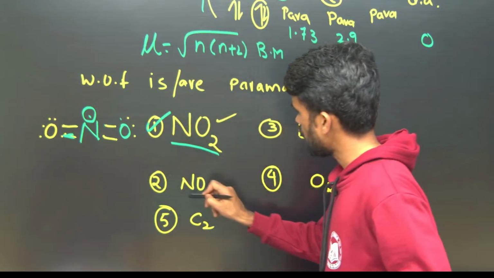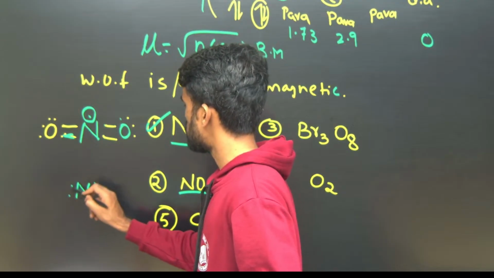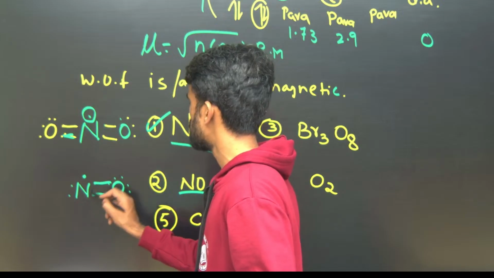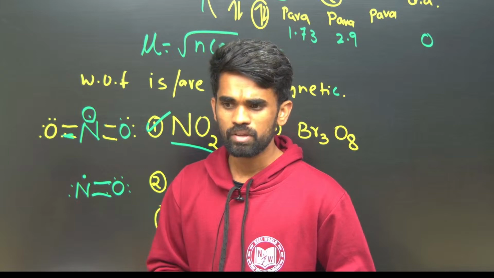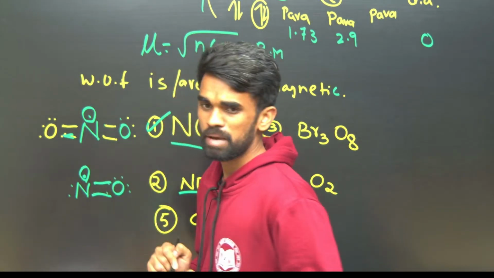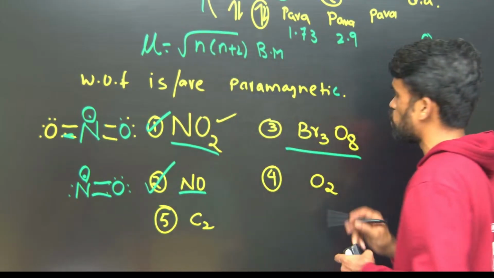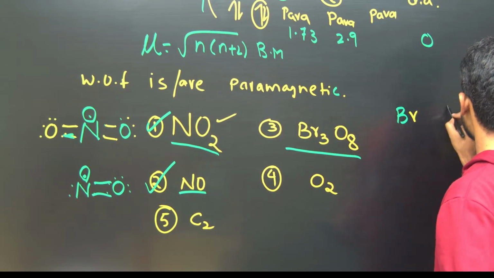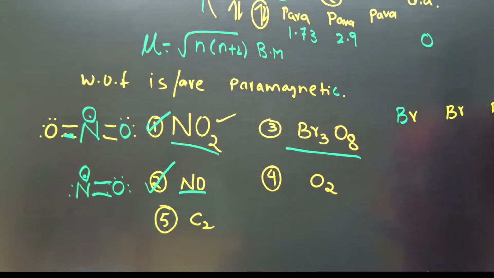And next one, NO, again look at this. N has 5 electrons, and oxygen also, so it has an odd number of electrons. Whenever an odd number of electron species is there, definitely there will be one unpaired electron. So this is also paramagnetic. Then next, what about B3O8? If you look at the structure, Br, Br, Br, if I draw it like this, and oxygens are like this.